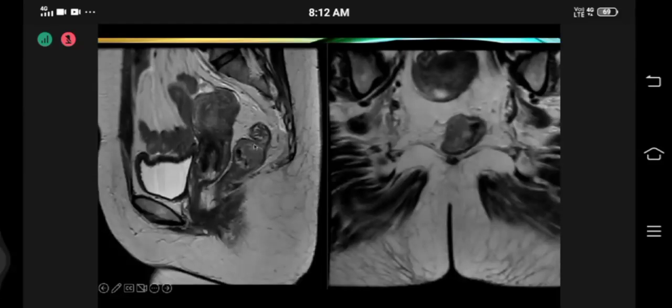So this is another example of a small intermediate signal intensity tumor in the mid rectum. As you can see, this is the T2 tumor.